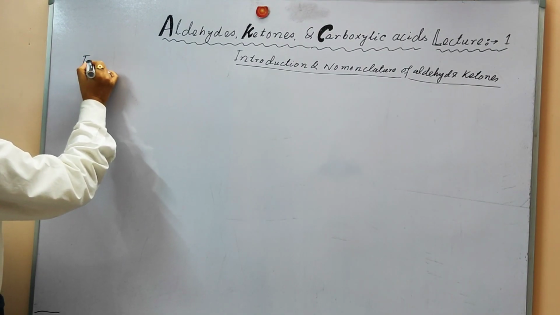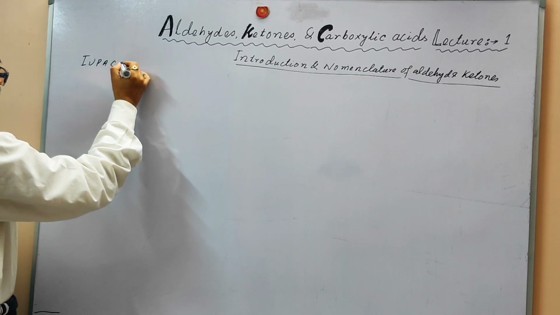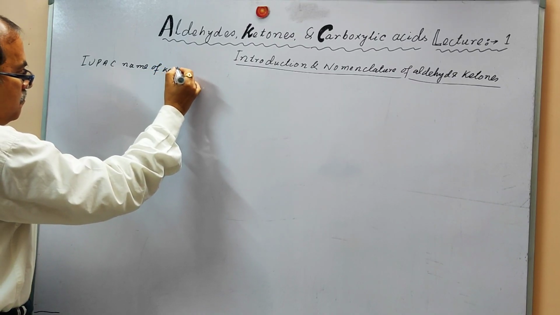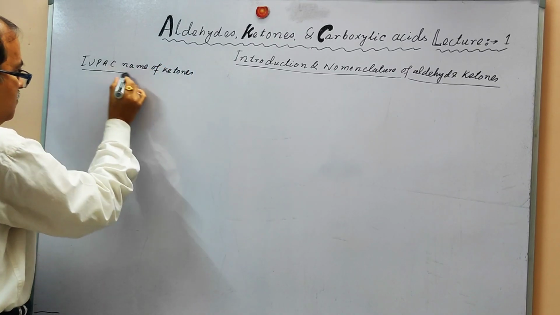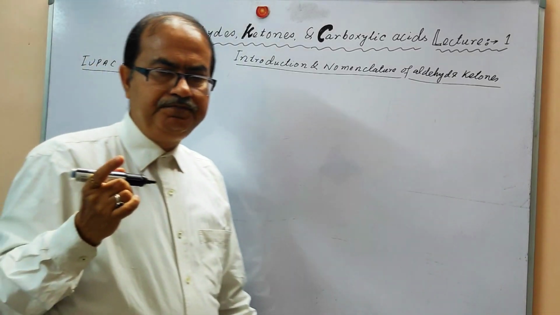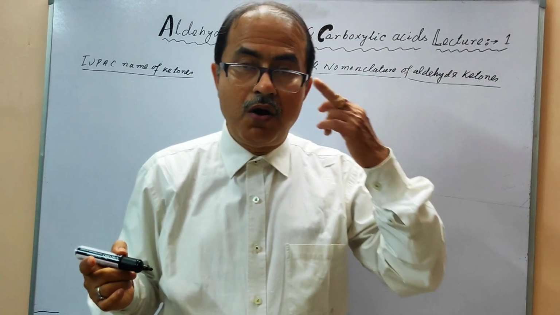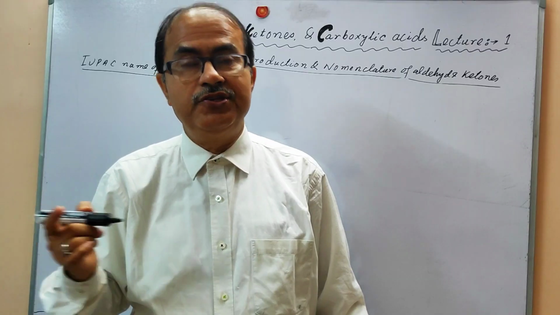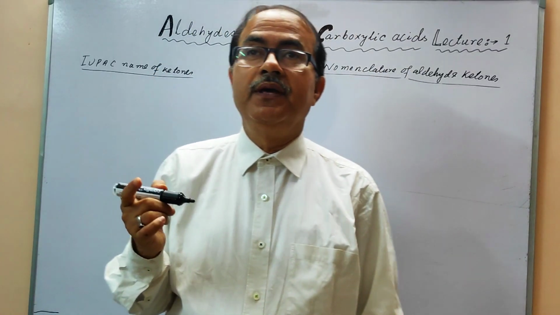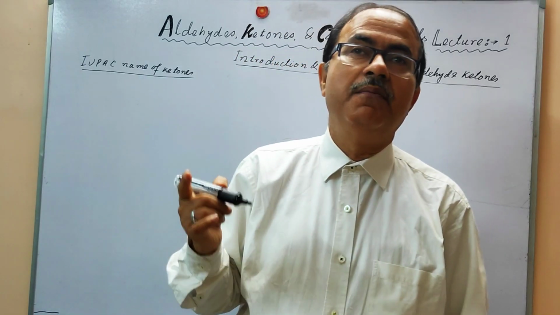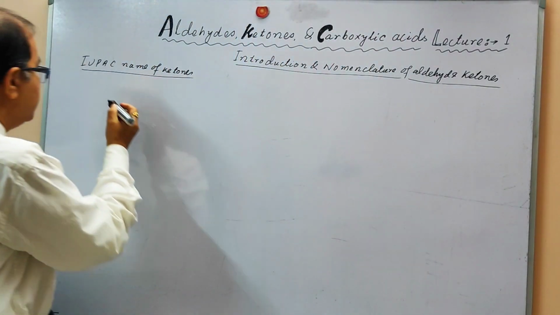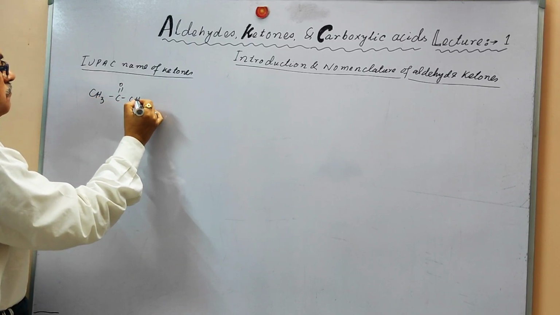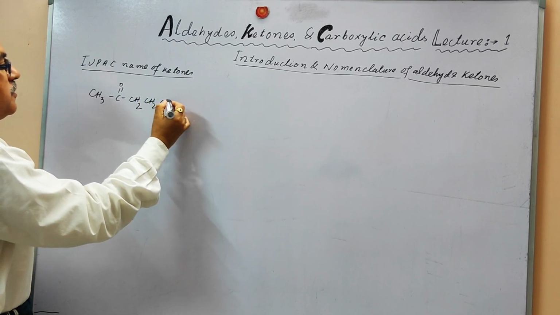Discuss the IUPAC name of ketones. Like aldehyde, the IUPAC name of the ketone is also derived from the alkane from which it is prepared, and the E ending has been replaced by ONE. As for example, this is a ketone.